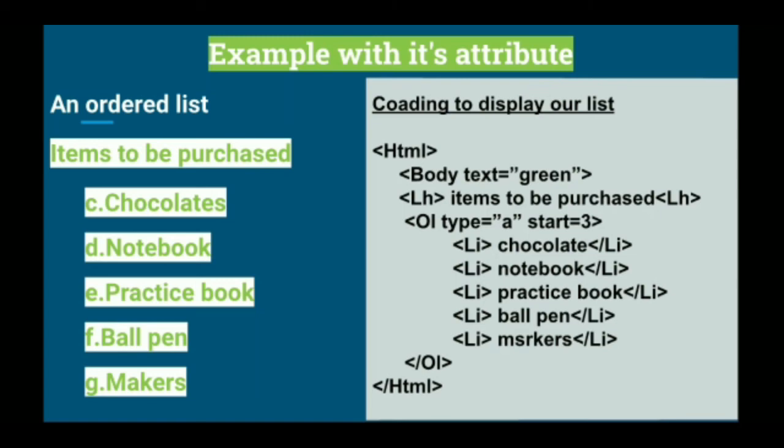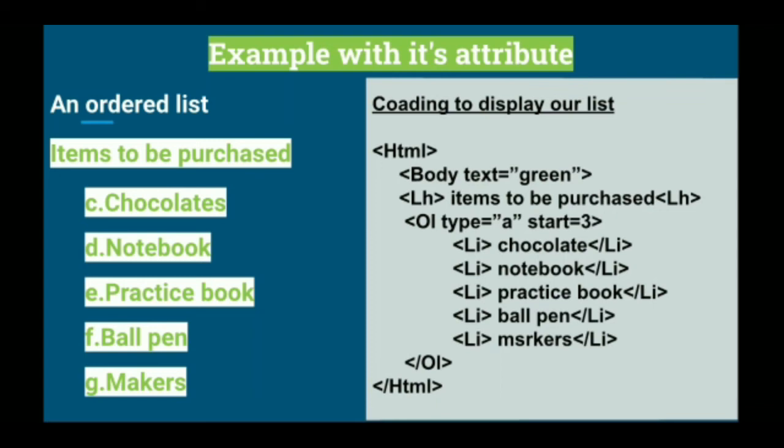Before, it was listed with numbers, now I want to display my list with small alphabets. So there I will specify type equals a. And now I want to start my list with the C, so that is why I will write start equals 3. Remember students, don't write start equals C. If you write C, there will not be any effect of the start attribute. Compulsorily you have to mention the number, meaning the position at which you want to start your list. So that's why I have written start equals 3, and then it will begin my list with the C.